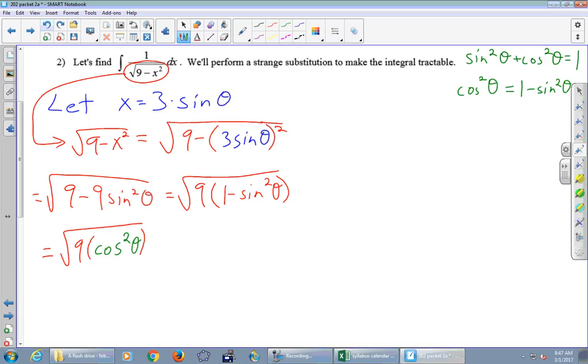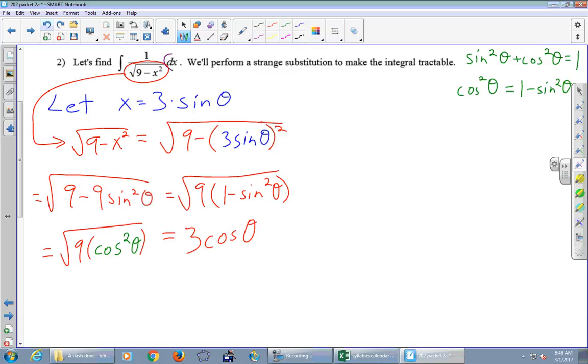And that is why I chose to put a sine there, because I knew that it was going to become a 1 minus sine squared, which I could replace. Again, I'll give you hints, but that was the motivation, was to get to that simplified thing down there. Equals square root of 9 comes out as 3. Square root of cosine squared comes out as cosine. And we now have a simplified version of that denominator. That denominator is really just cosine of theta.